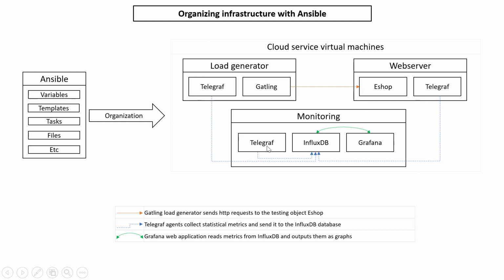We will use the Ansible tool to create a load testing stand and configure it. This tool will allow you to order virtual machines in a cloud service, assemble a Gatling load generator, assemble an eShop online store testing object, install Telegraf, Influx, Grafana, and do all this automatically.